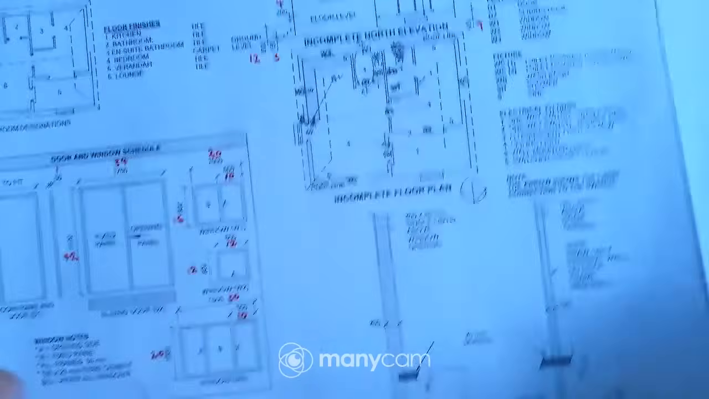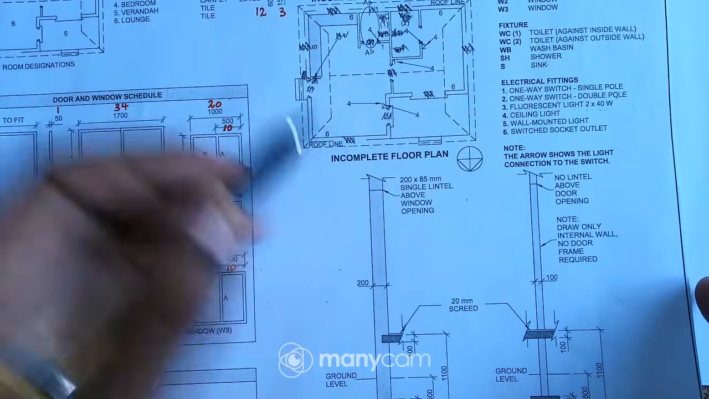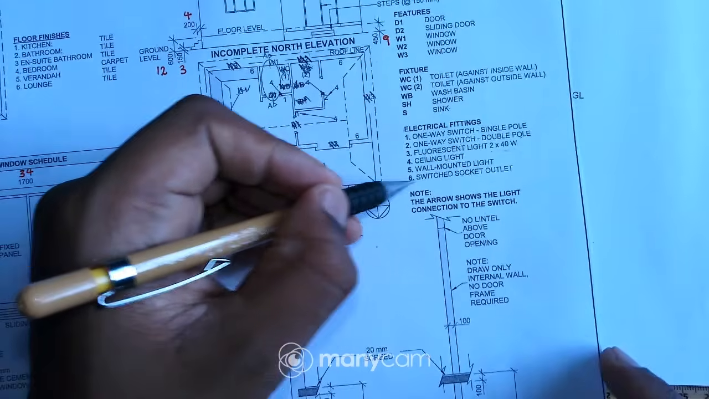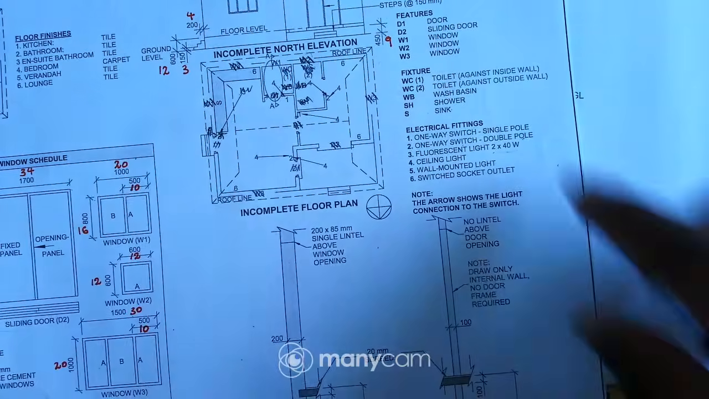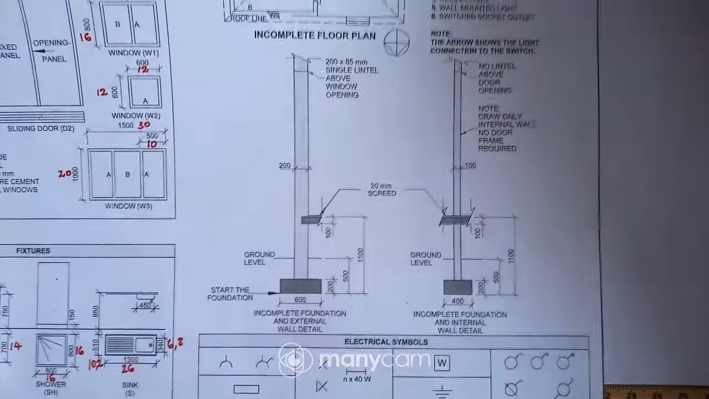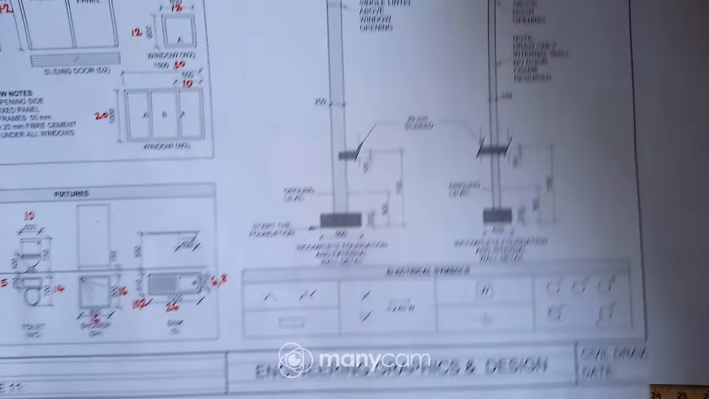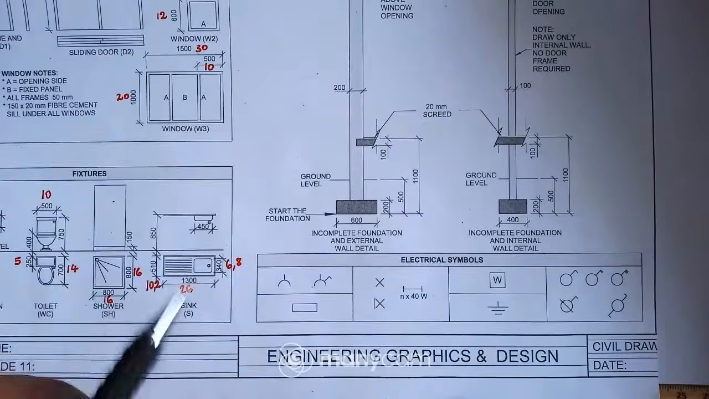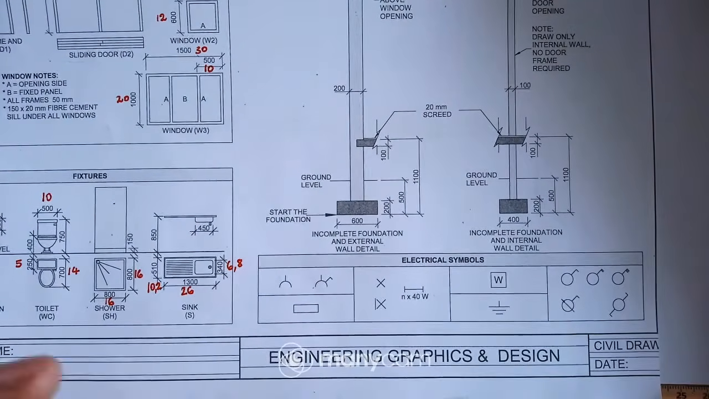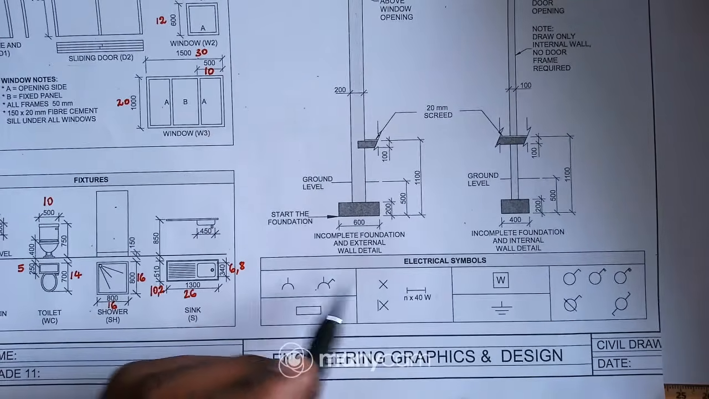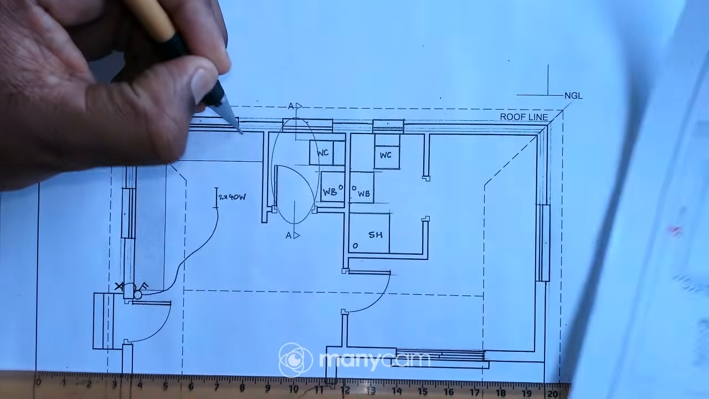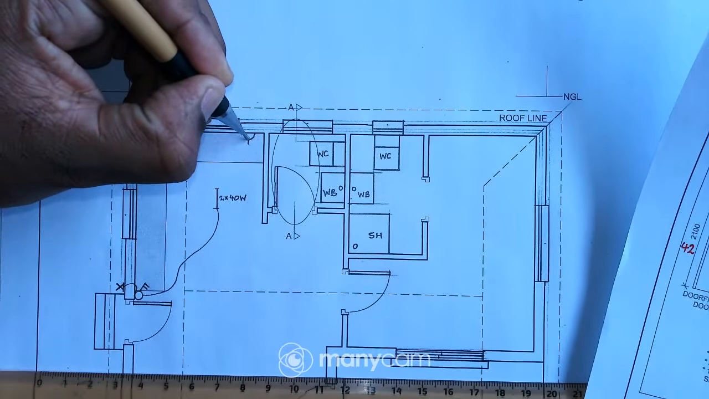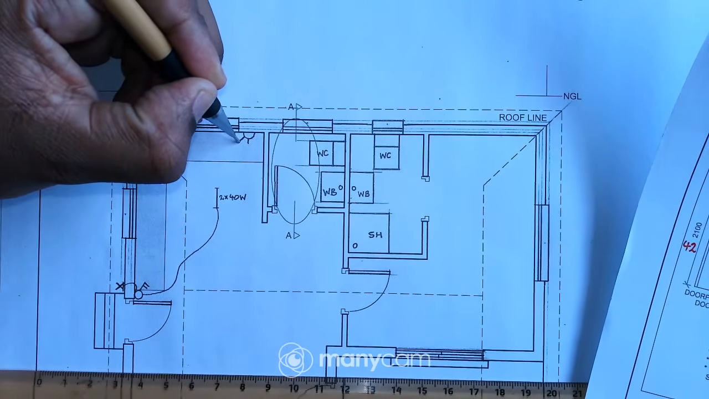Okay, we have number 6 up there, right? And number 6 is what? A switched socket outlet. So this socket outlet consists of a switch. That means on the socket outlet there is a switch. So that symbol is this one. So that means I'll have to add what? A half circle there, a straight line, and a switch by the side.